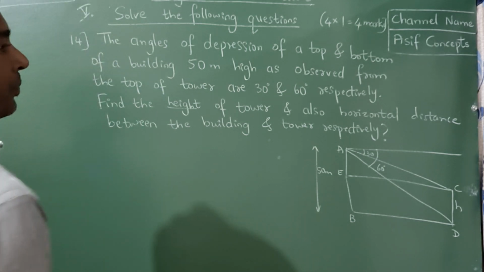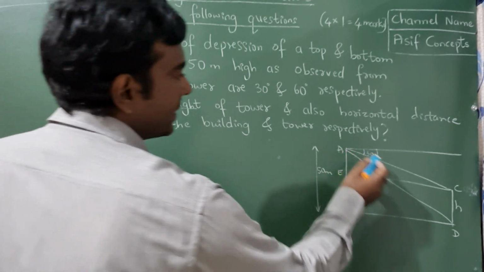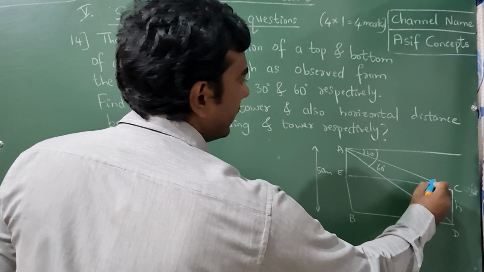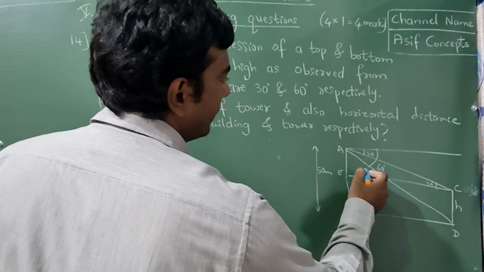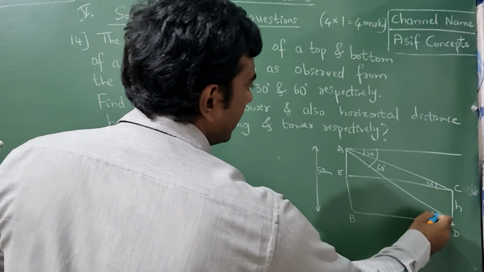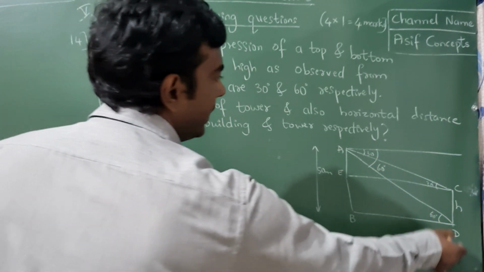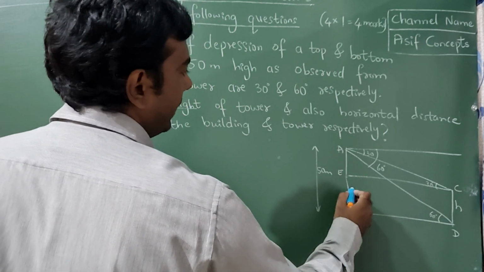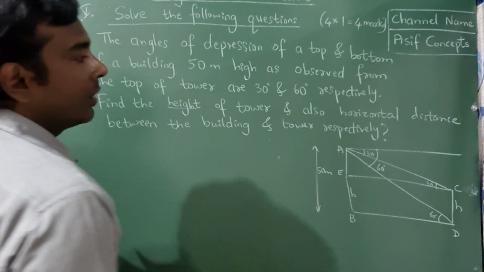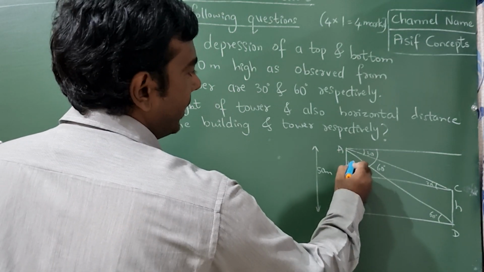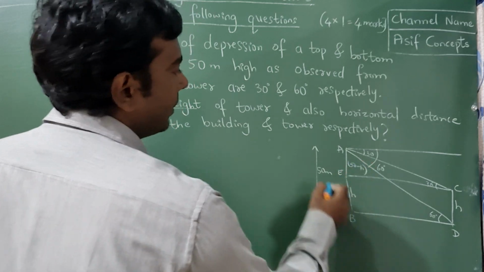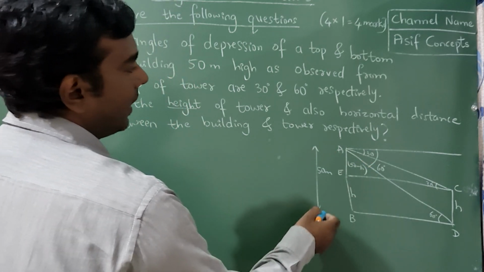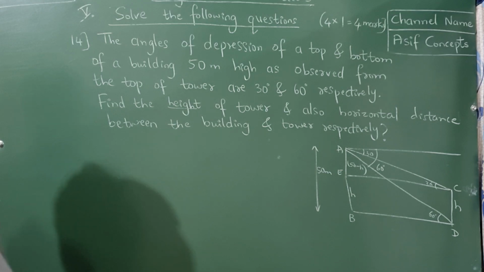Now if this is 30 degrees, this is also 30 degrees because of alternate angles. If this is 60 degrees, this is also 60 degrees, again alternate angles. If DC is H, then BE will become H. Now AE will become 50 minus H because this complete height is 50 meters.